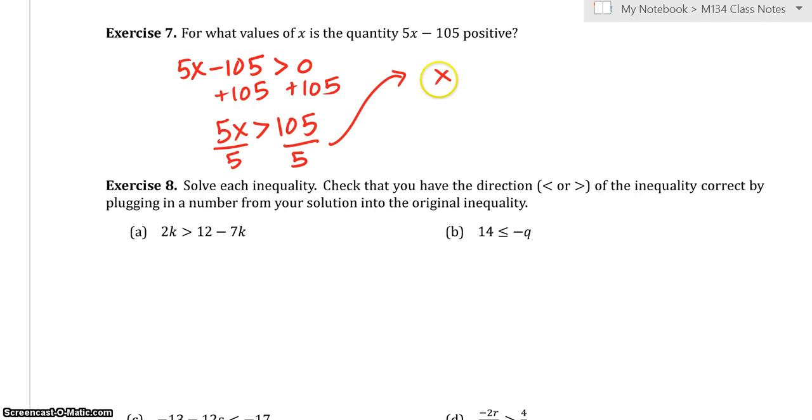So the answer is x is, you keep it greater than because you're not multiplying by a negative or dividing by a negative. And then you just divide that. You can use your calculator, but that's 21. So when x is bigger than 21, you can try it. Like 30, it will work. But 20, that would only be 100. It'd be negative.